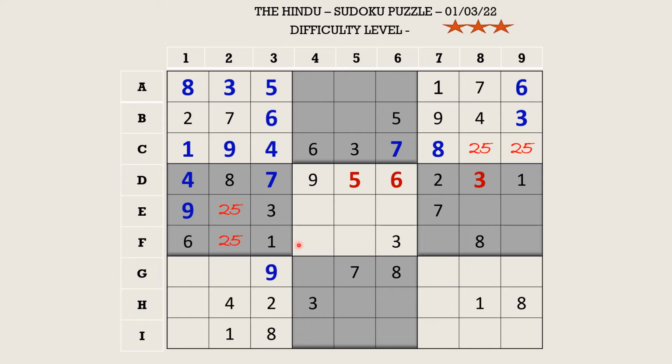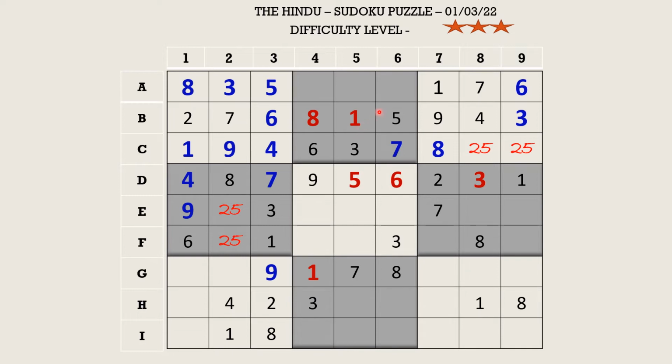There is a 1 in H row and a 1 in I row here which blocks these 2 rows. So G4 takes 1. In B row there are 2 empty cells and the missing numbers are 1 and 8. There is a 1 here. So B4 takes 8 and B5 takes 1.